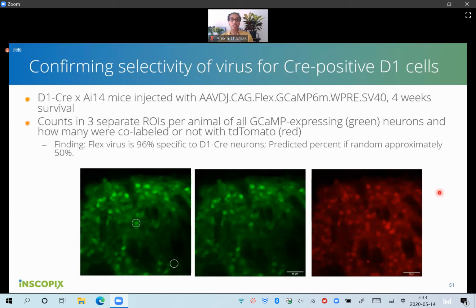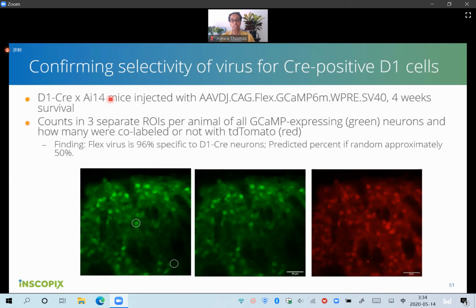Of course, when talking about selectivity, you want to ensure, are they truly selective for the specific cells you're going for? So towards that end, we're confirming selectivity. To confirm that, we're crossing, for example, in this case, a D1 Cre mouse with Ai14 mice. Ai14 mice are reporter mice. When crossed with a Cre, the tdTomato would express in that situation.